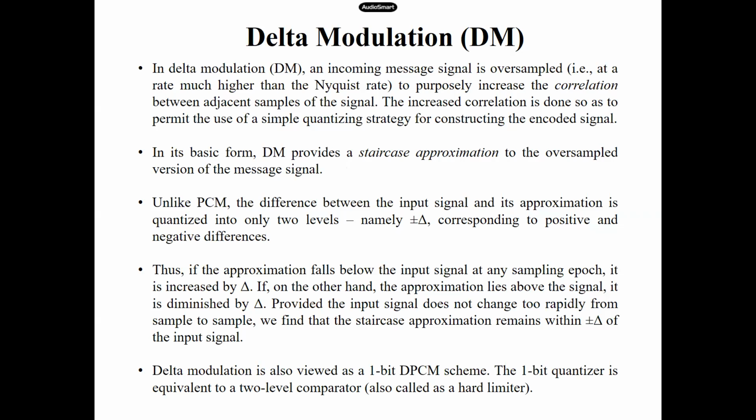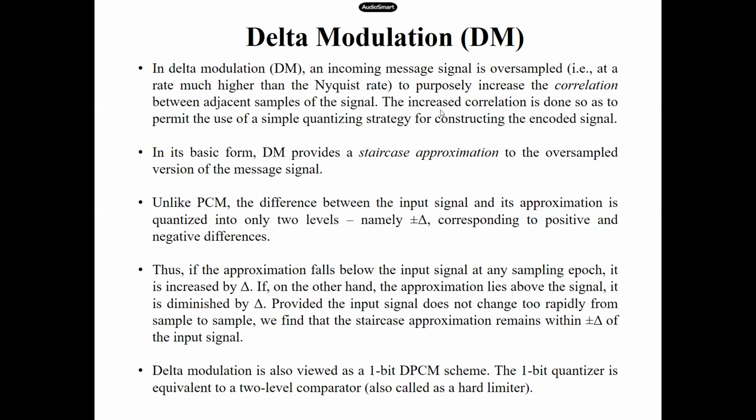Good morning, and today's topic is delta modulation. This is another digital modulation technique. In delta modulation, an incoming message signal is oversampled, that is, at a rate much higher than the Nyquist rate, to purposely increase the correlation between adjacent samples of the signal.